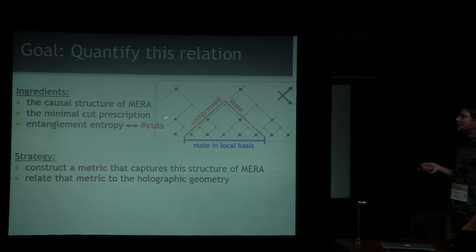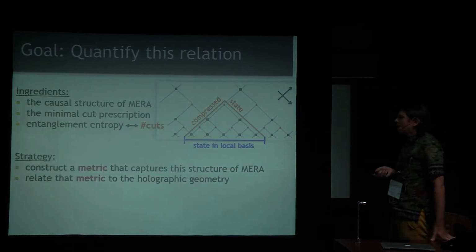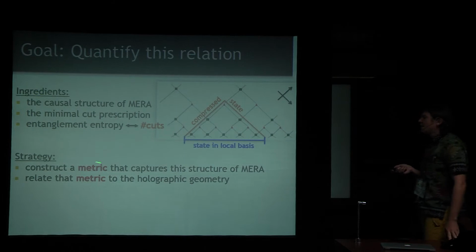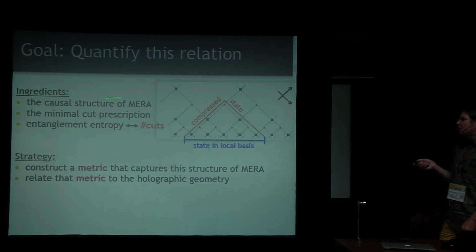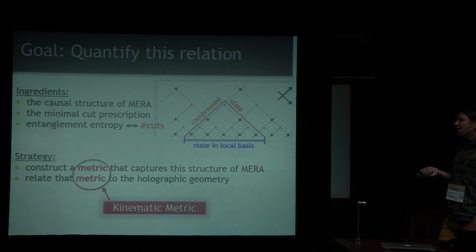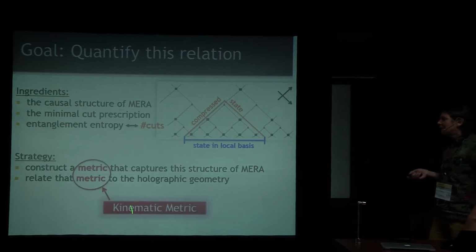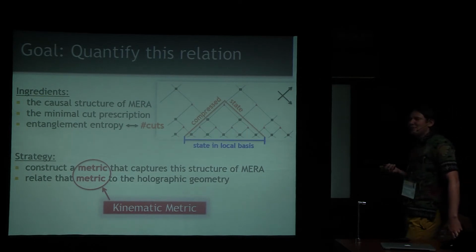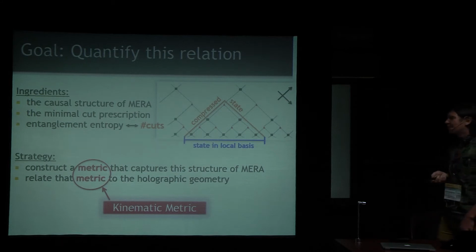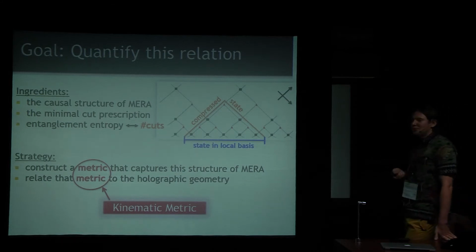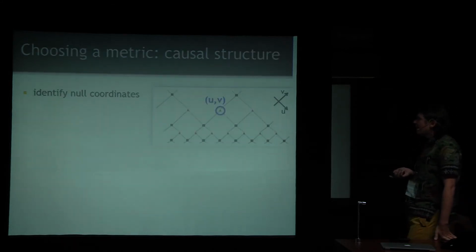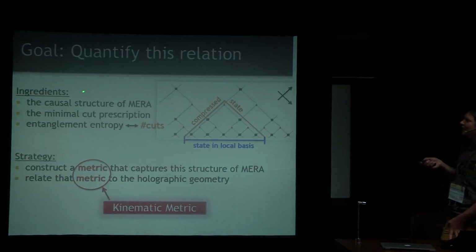And my strategy for making a quantitative connection with holography will be to first construct a metric which captures all these properties of MERA. And then once we have a metric, we're going to ask how it is related to a holographic geometry. This metric is the kinematic metric, which Rob was kind enough to give you a preview of in his Tuesday talk. And that's what we'll be discussing today. So my strategy: find a metric which has these properties.